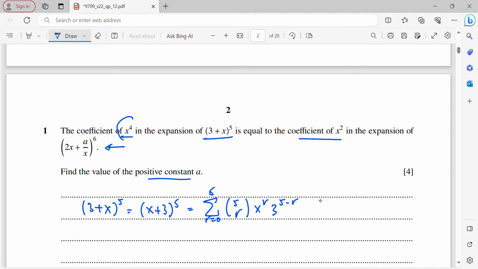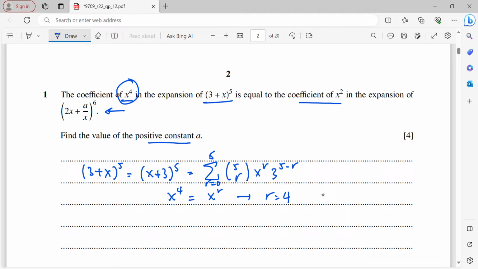If I need to get the x to the power 4 here, it will be x^r, so obviously r equals 4. So the coefficient for x^4 can be found when r equals 4. It means that the coefficient of x^4 will be 5C4 times 3^(5 − 4), which means this is going to be 15.